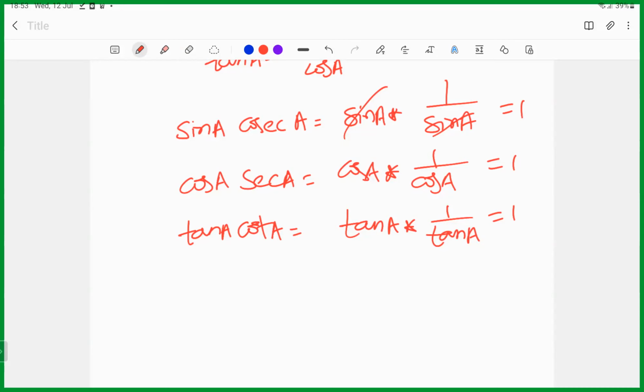Sin A into cosecant A equal to 1, cos A into secant A equal to 1, tan A into cot A equal to 1. Okay, go on.